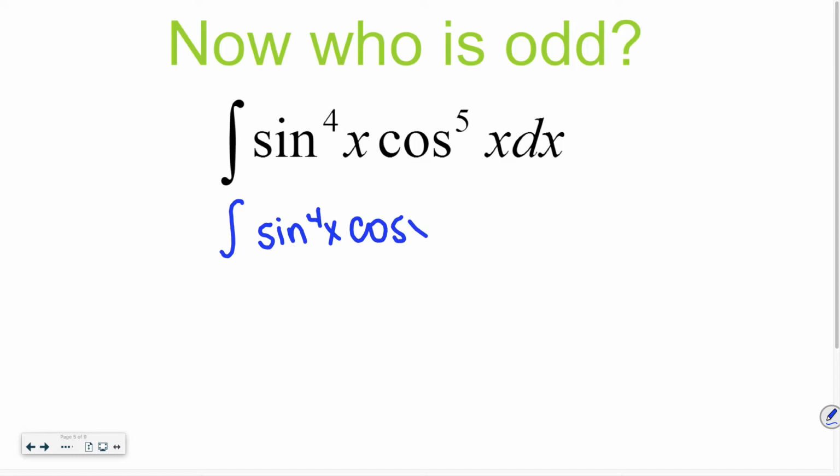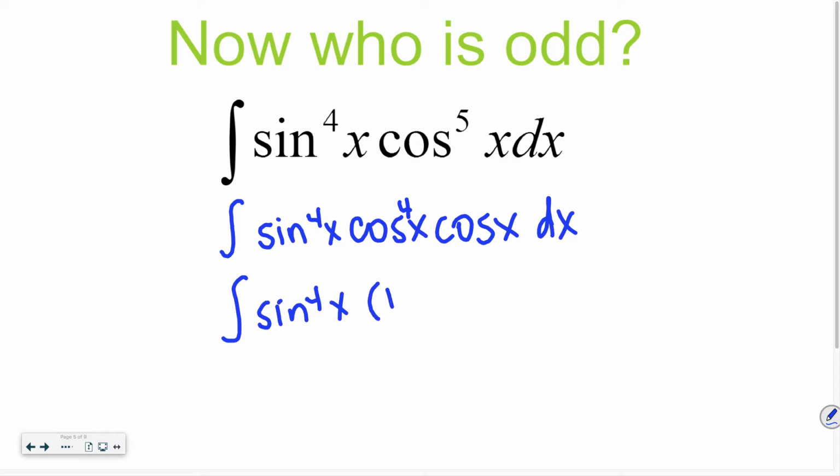Okay, so we are going to rewrite it. We're going to take out a cosine. So cosine to the 4th times cosine. Right? And then let's really talk about why we did that. We needed a leftover for u substitution. So if cosine is our leftover, which one are we changing? Whichever one's odd is what we're changing. We kept one left over, and then we're going to change the rest.